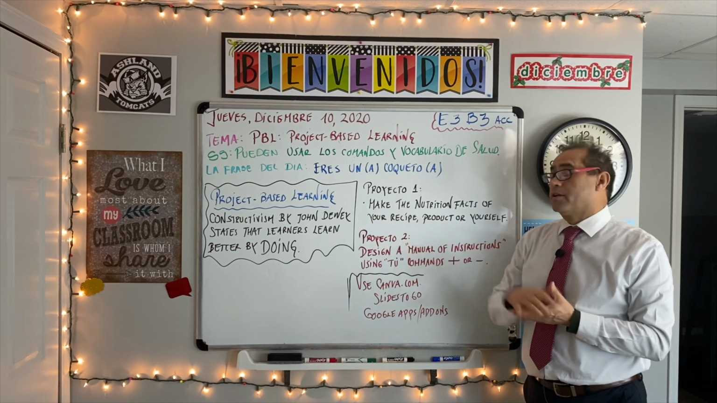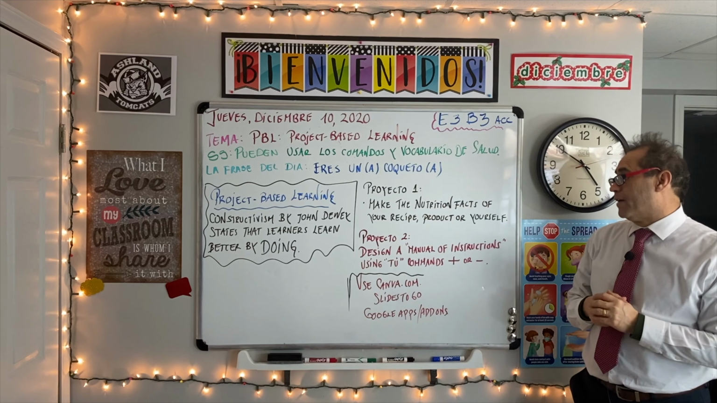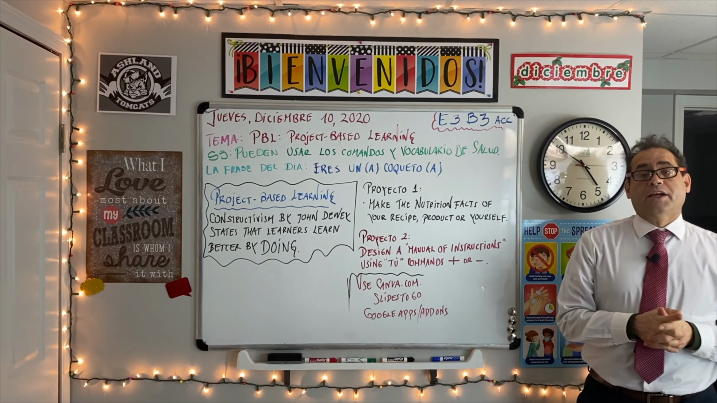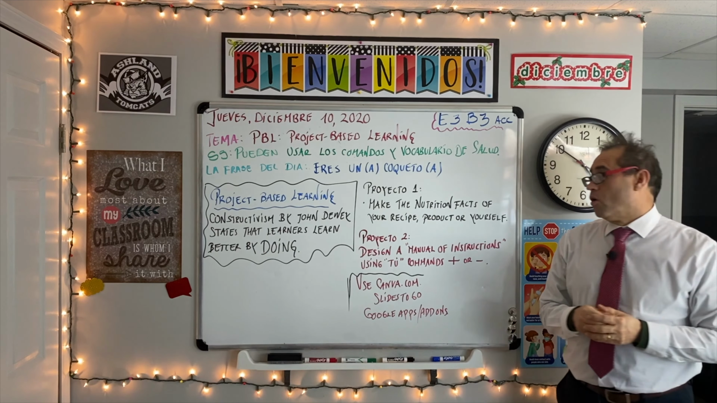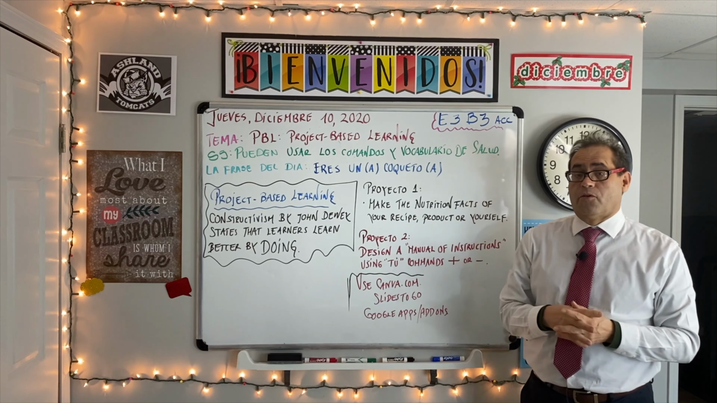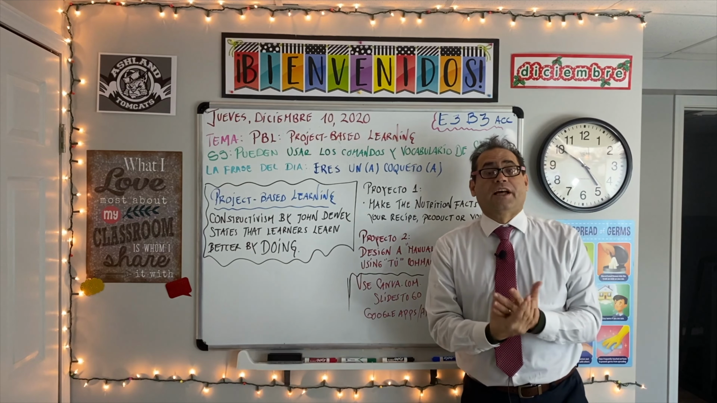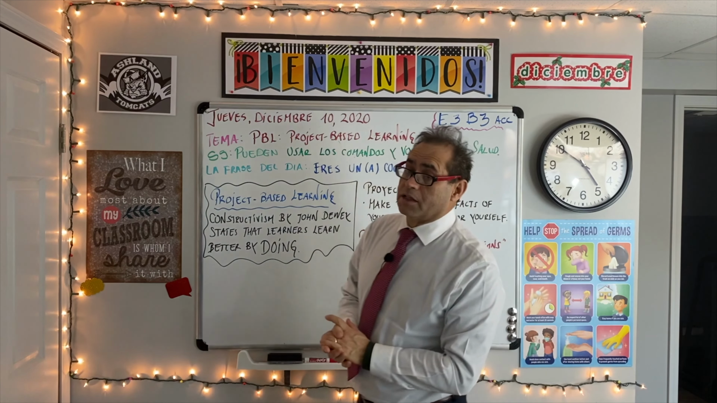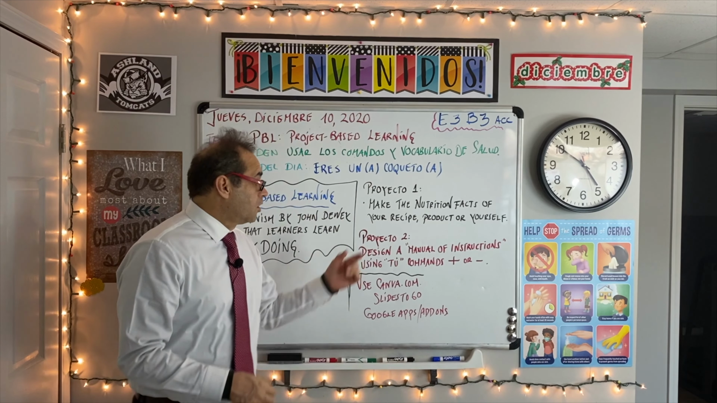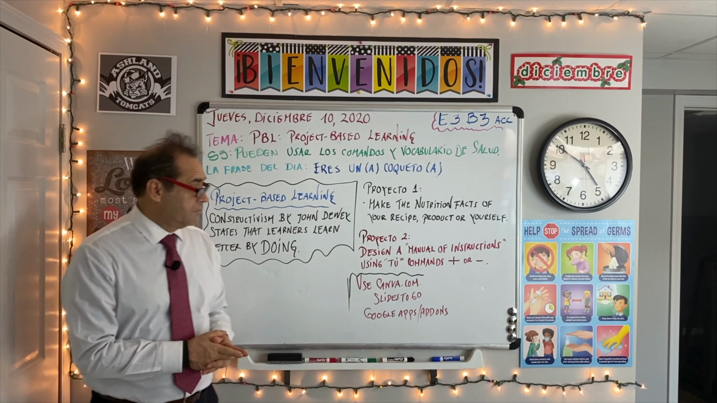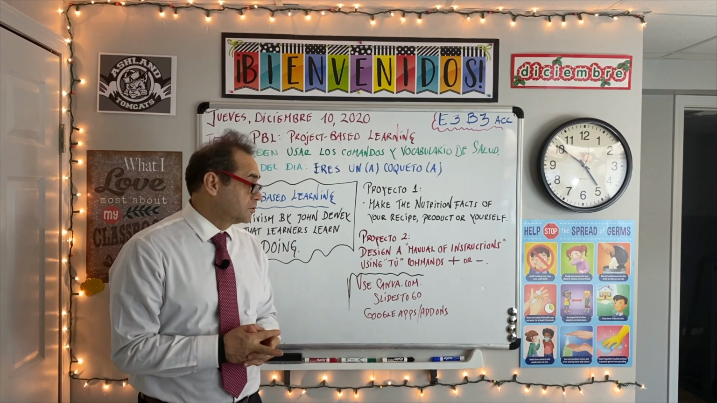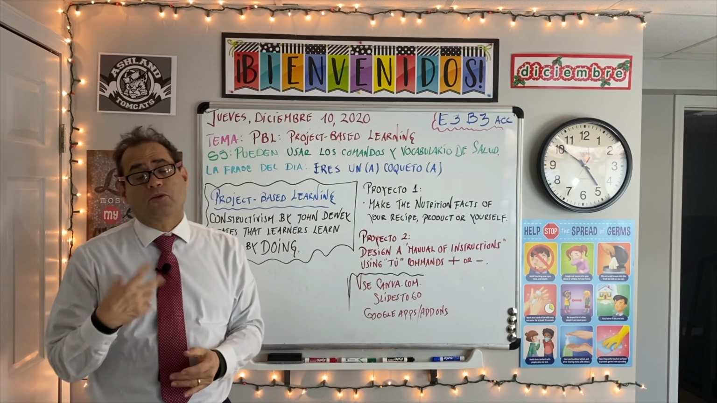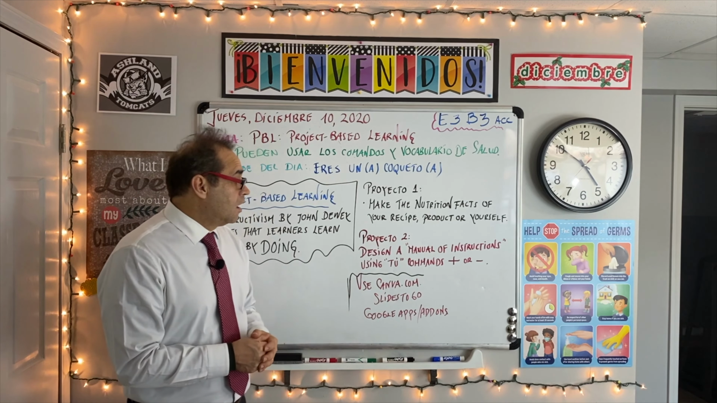You're going to make project number one, which is make a nutrition facts of your recipe, the one that you did in Savas, or you can create a product, or you can use, as I said before, yourself as your product, and you're going to sell your product as yourself, right? So then proyecto número dos, project number two, design a manual de instrucciones, a manual of instructions, using commands, it could be negative, it could be positive.